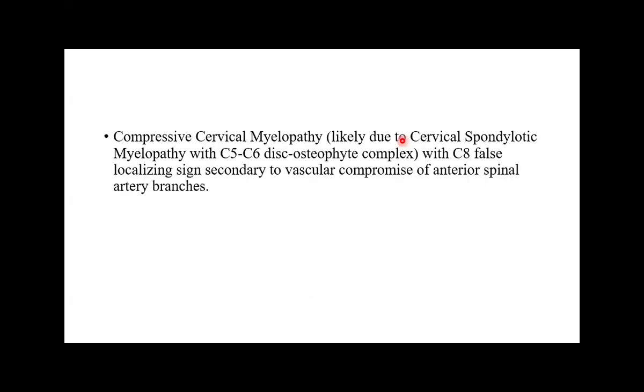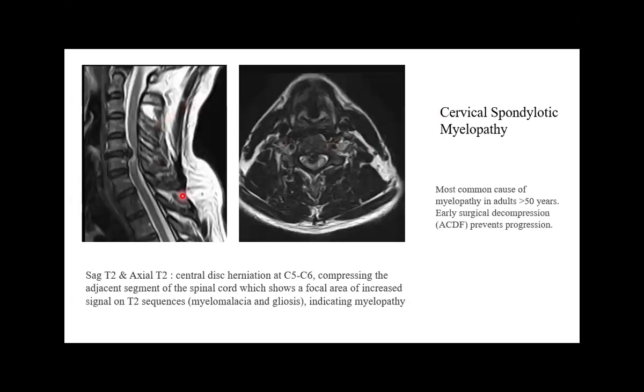MRI has been taken, which showed in the sagittal image a central disc herniation at C5, C6 level, compressing the adjacent segment of the spinal cord, showing a focal area of T2 hyperintensity also. So this is cervical spondylotic myelopathy. It's the most common cause of myelopathy in adults more than 50 years.